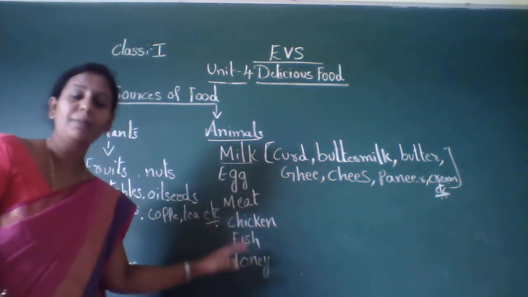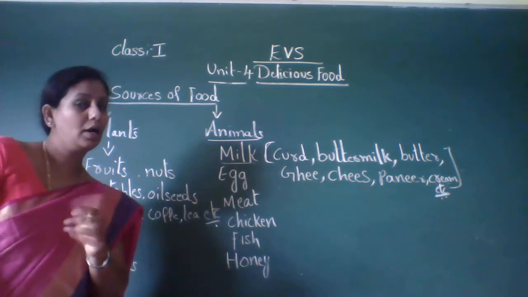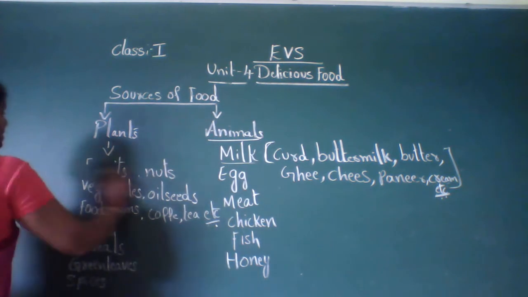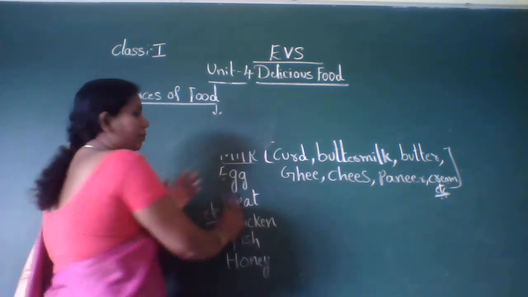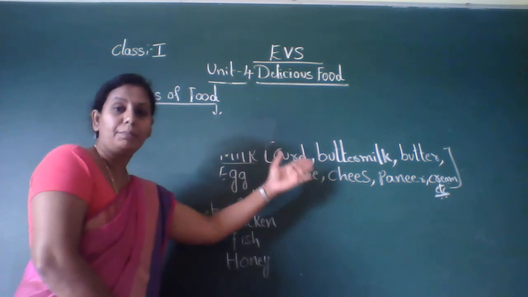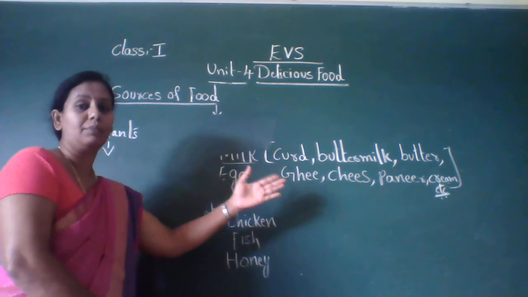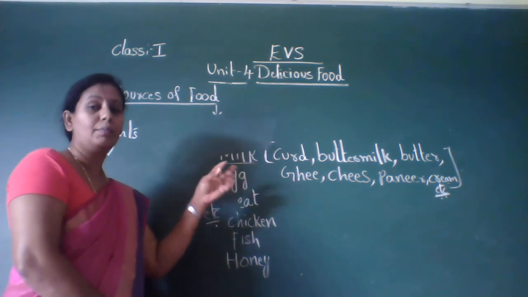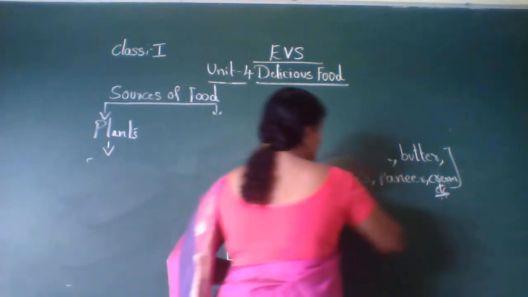These are the food items we get from animals. Clear? Any doubt? If there is any doubt, you have to ask me. We will go to the next one. So what are the milk products? Curd, buttermilk, butter, ghee, cheese, paneer, cream. These are called milk products. Milk product means the product that is made from milk.